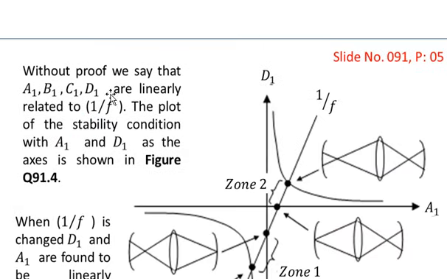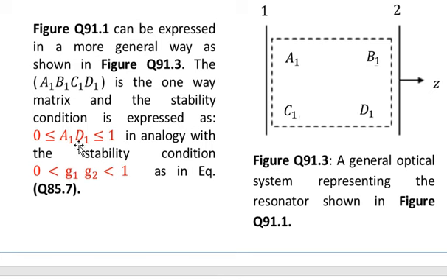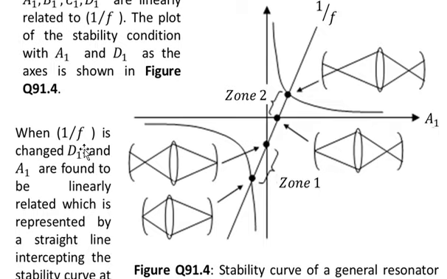Without proof, we say that A1, B1, C1, D1 are linearly related to 1 over F. You see that here we are talking about linearly related matrix elements. The plot of the stability condition with A1, D1 as the axis is shown in figure 91.4. So here we have discussed the stability in terms of the parameters A1 and D1.